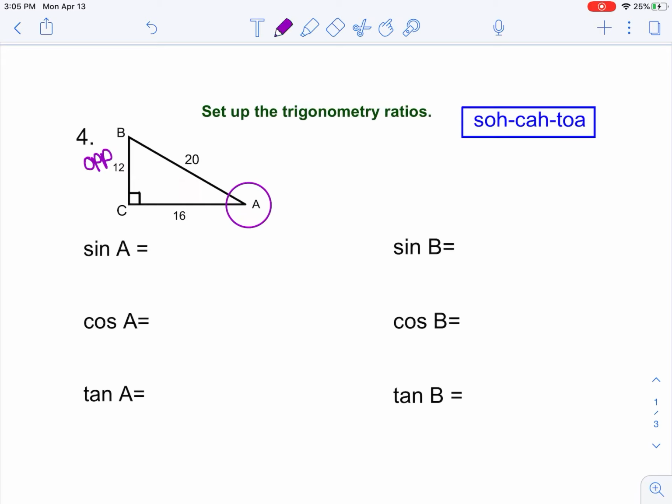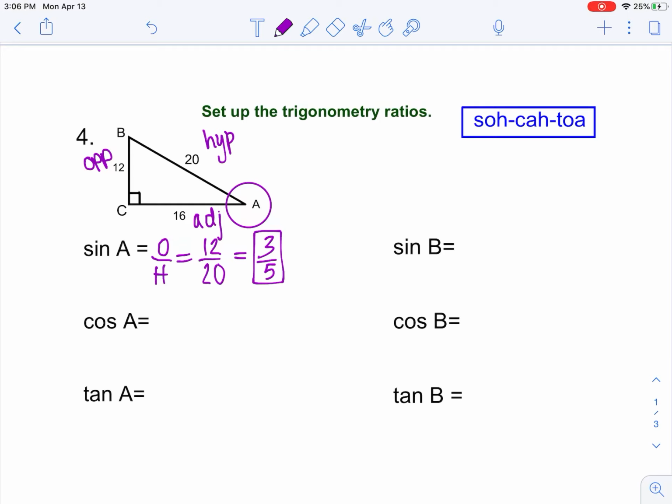Then we know that across from our right angle is always our hypotenuse. So that leaves us with 16, which is the leg that is next to our angle. So that is our adjacent side. So if we're finding the sine of A, we want to take our opposite side divided by our hypotenuse. So for this example, that would be 12 over 20, which simplifies to 3/5. So make sure you are always simplifying if you can.